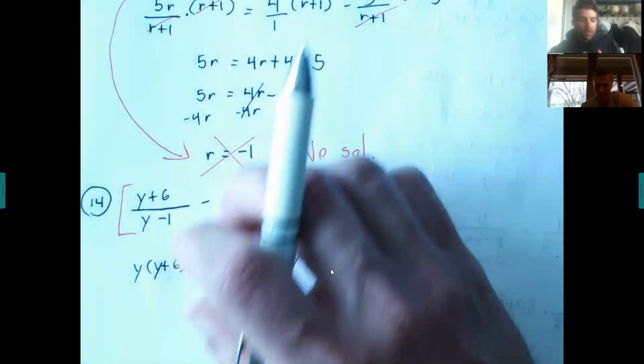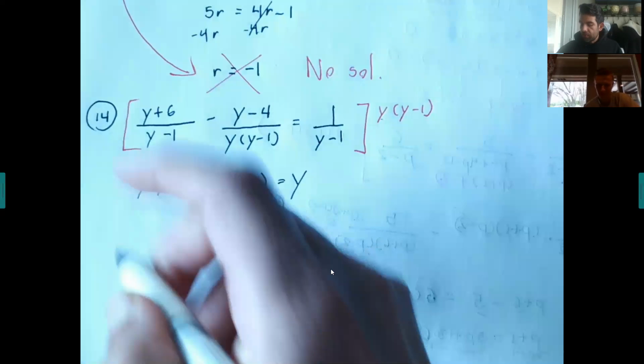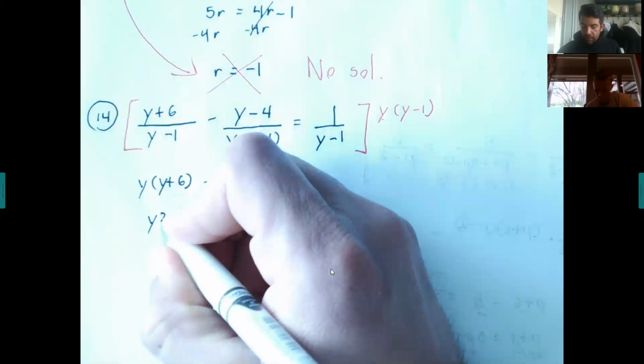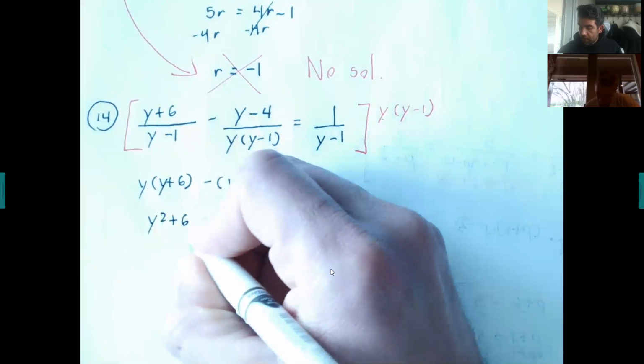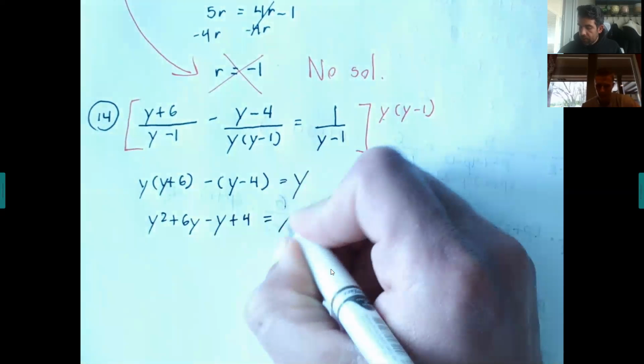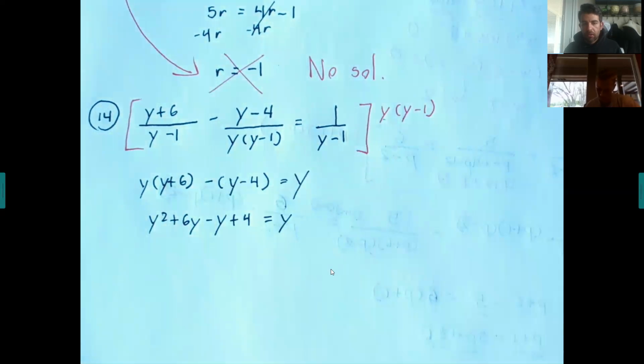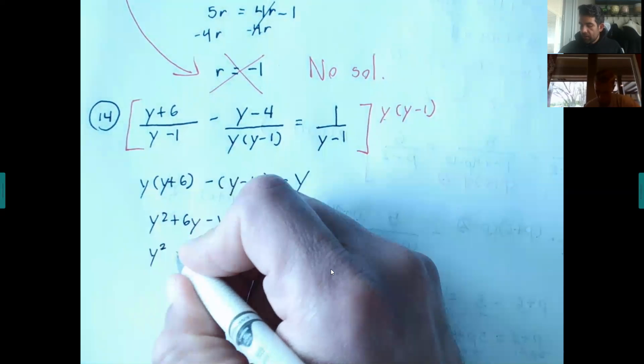All right, so now that I have this, I'm just free to solve. So I'm going to distribute here. So I have y squared plus 6y minus y plus 4 is equal to y. So notice that I distributed that negative among those two. Okay. And I'm going to add like terms here.